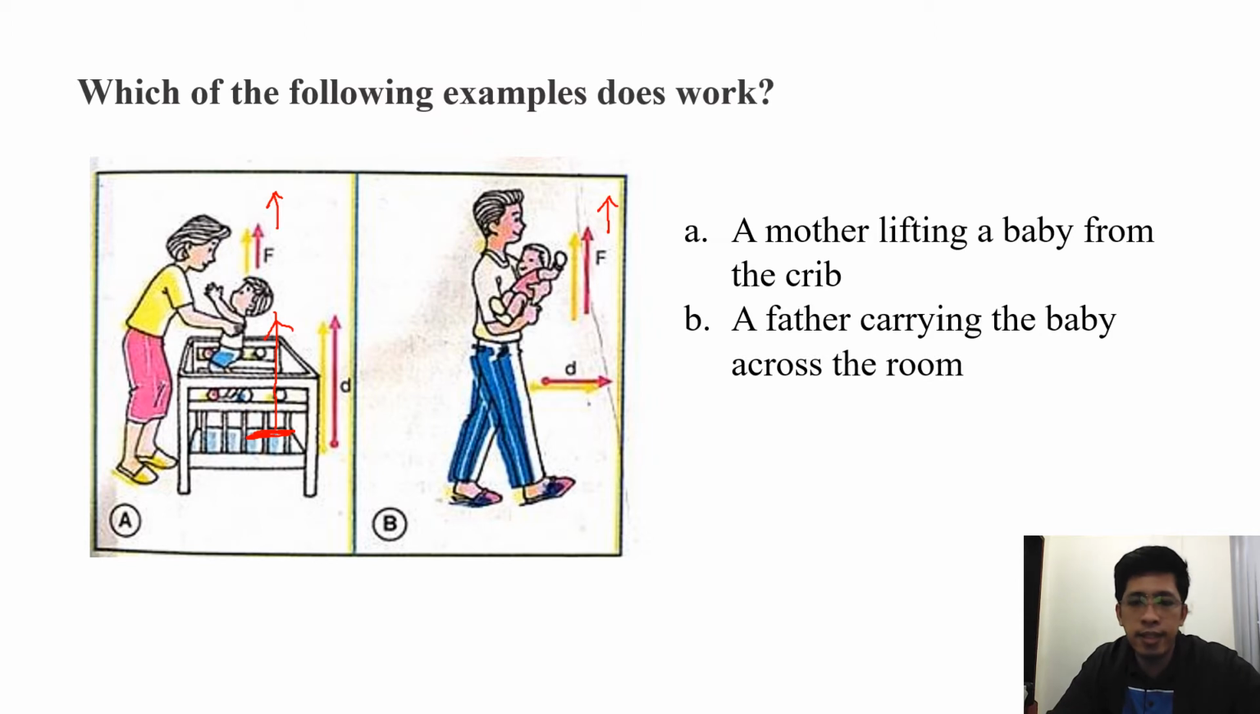In the second situation, the father carries the baby across the room. As the father moves, let's say from this point here up to this point here, the baby moves from here to here. So there is this displacement D. From the first two conditions, both of these situations satisfy our first two conditions. So you might be tempted to say that both the mother and the father do work. But do not forget that we still have our third condition, and that is there must be a component of the force in the direction of the displacement.